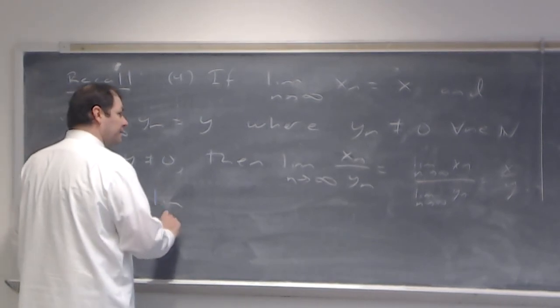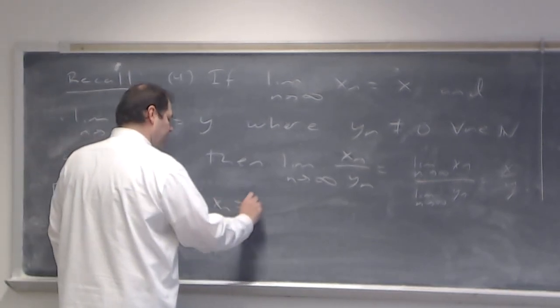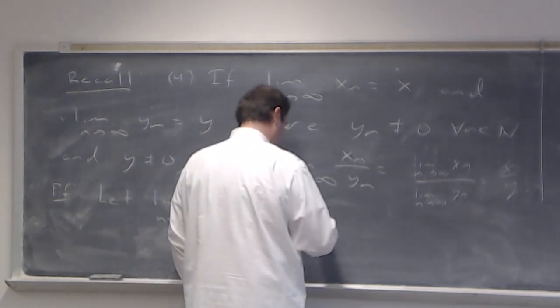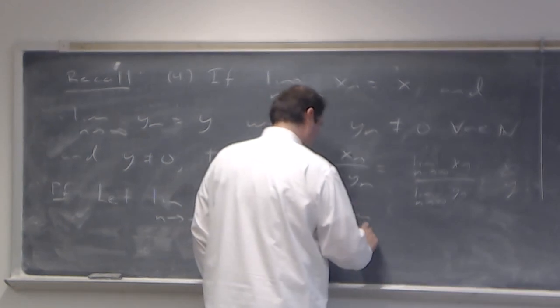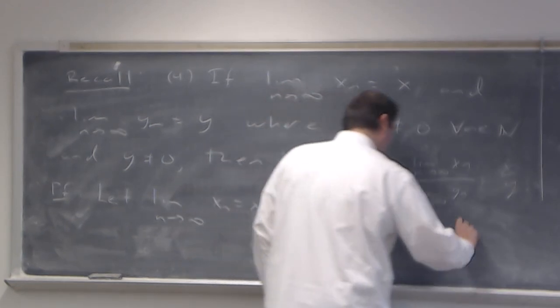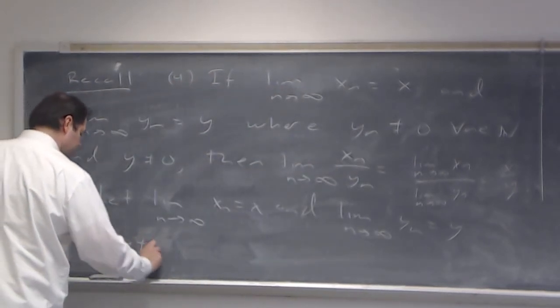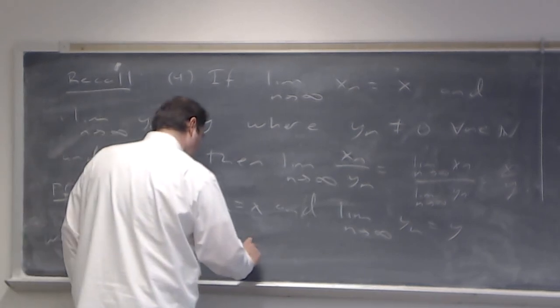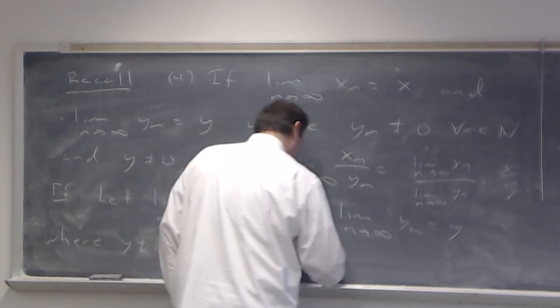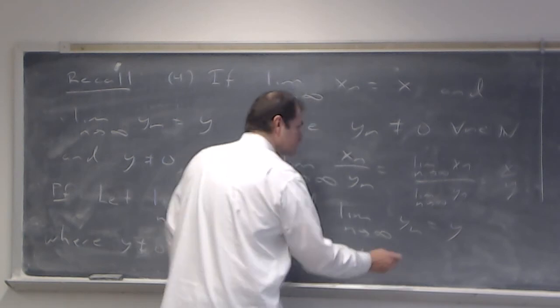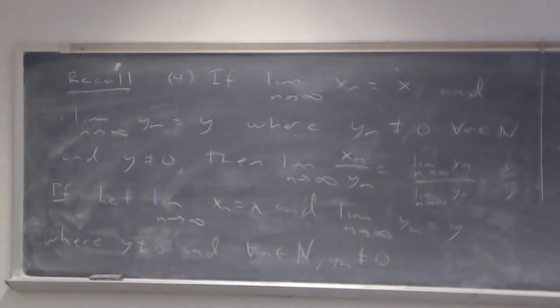The limit as n goes to infinity of x sub n equals x, and the limit as n goes to infinity of y sub n equals y, where y is not 0, and for every n an element of the natural numbers, y sub n is different from 0. That bottom sequence is never 0, and what it converges to is not 0.